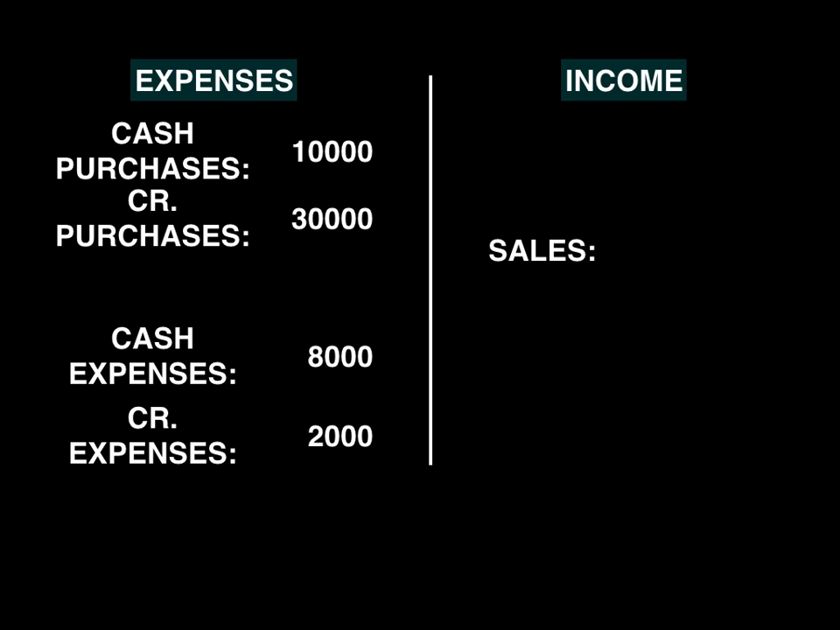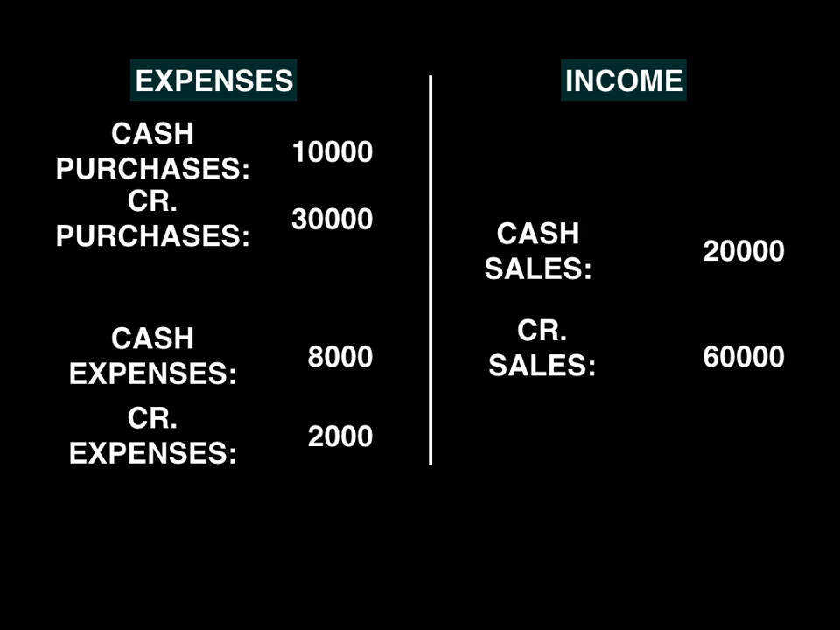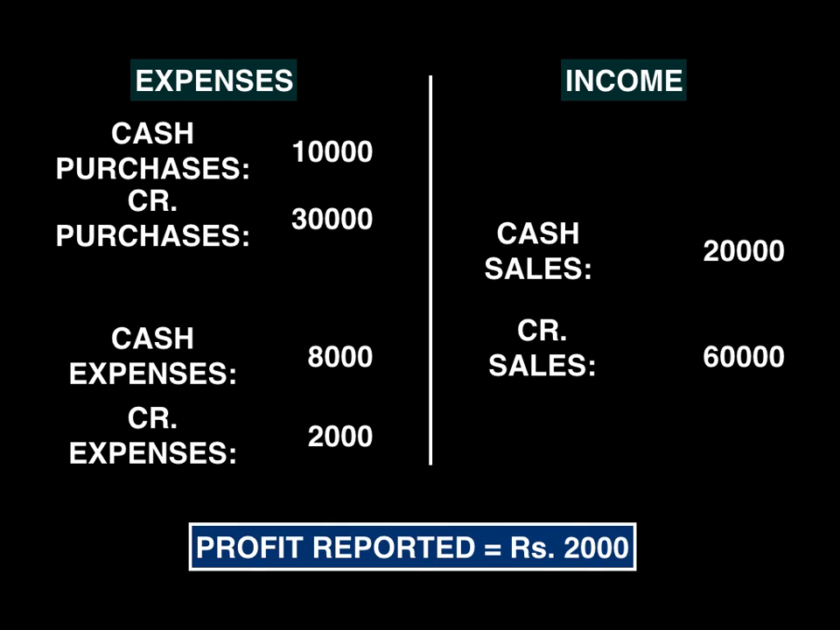Sales was also given to us, that was 80,000. Again, out of this 75% was on credit. So again, if we see the details, then 25%, that is 20,000, must have been for cash, and the credit sales must have been 60,000. So if we see now, you can see that income is 80,000 and expenses totaling are rupees 50,000. So 80,000 minus 50,000, the profit should have been 30,000. But what is the profit reported? The profit reported is 2,000.